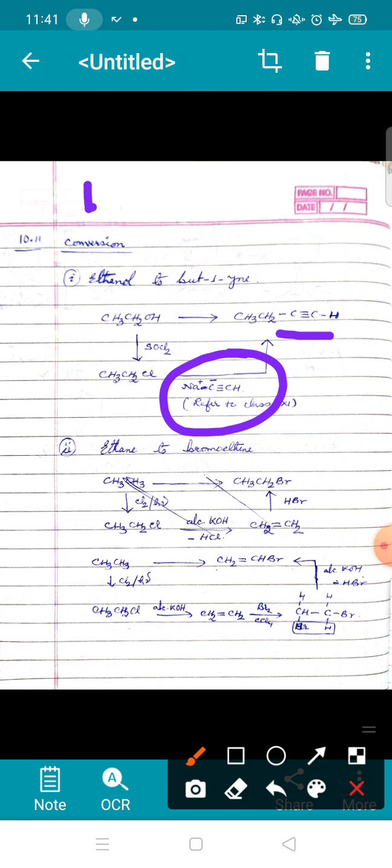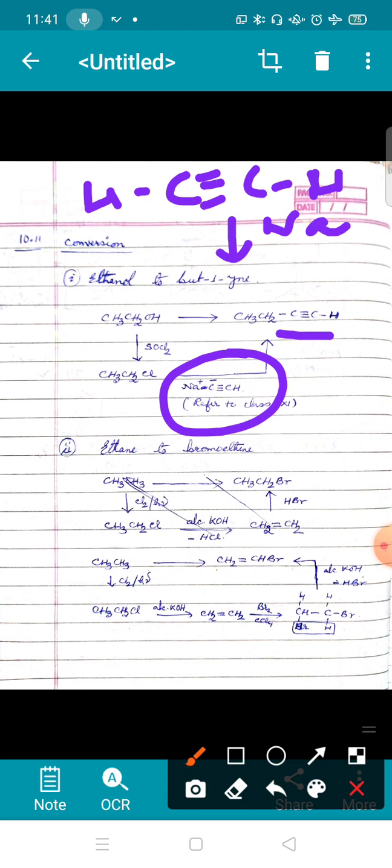If you remember, in the hydrocarbon chapter we did this reaction: HC triple bond CH. Since the hydrogens are attached to an sp hybridized carbon, which is highly electronegative, the hydrogens attached here are highly acidic. So when you treat it with sodium, which is an active metal, we get HC triple bond CNa. Sodium acetylide is the name of the compound.